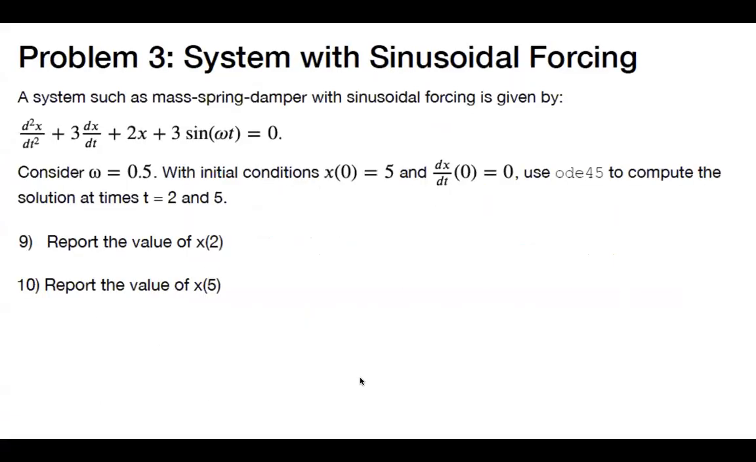This is a second order equation. You will have to convert this into two first order equations and then solve. All the constants are given to you. Omega is equal to 0.5. Initial conditions are given: x is equal to 0 and dx by dt is equal to 0 for time t equal to 0. You have to give the solution for t equal to 2 and t equal to 5. I'll give you a few minutes and then we'll discuss the answer.